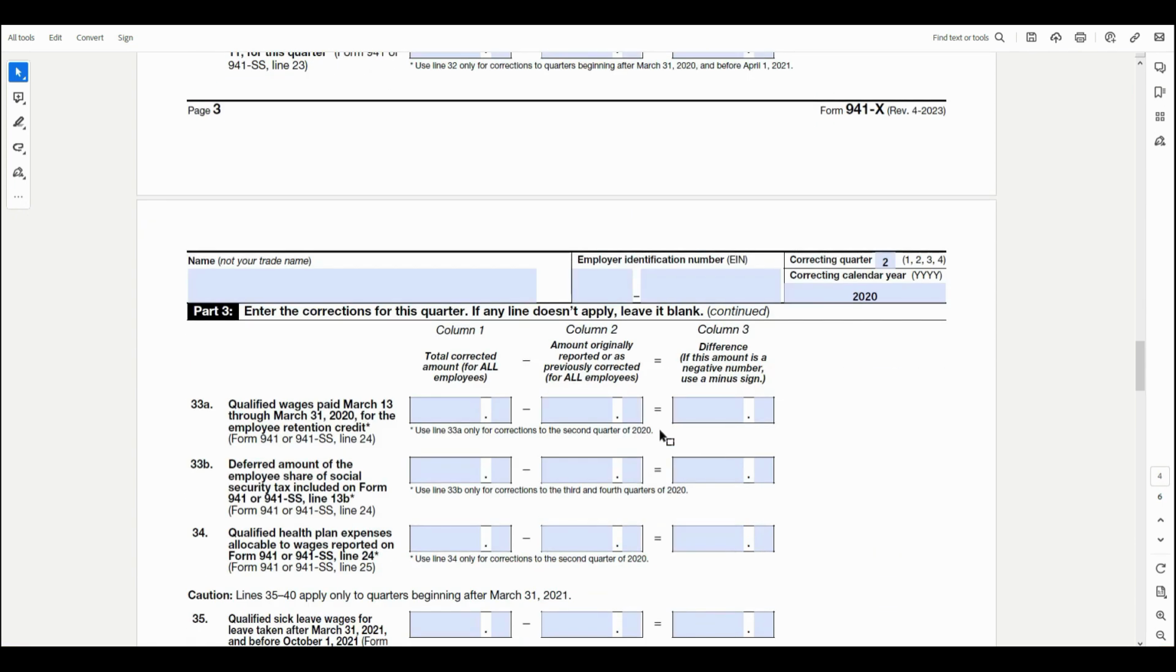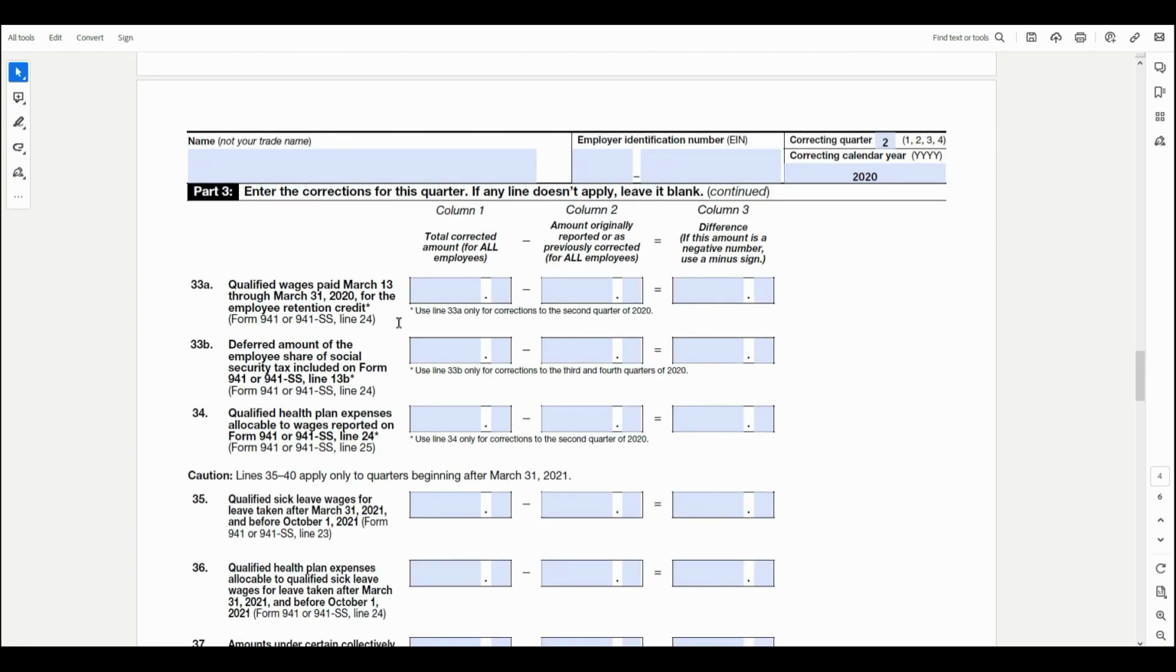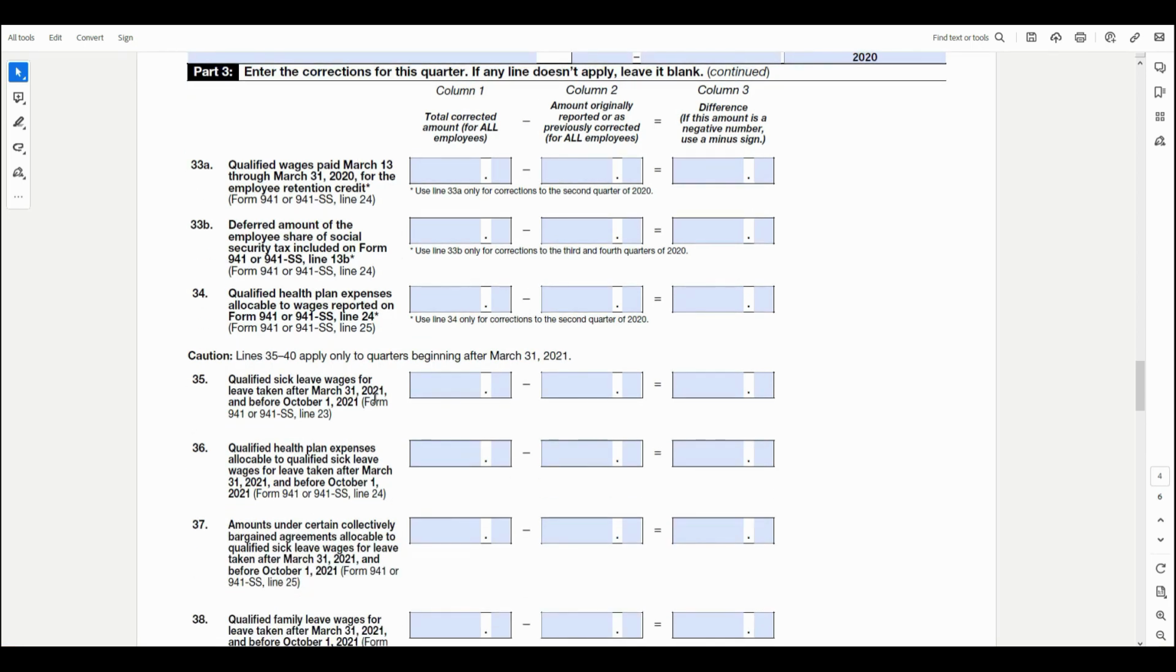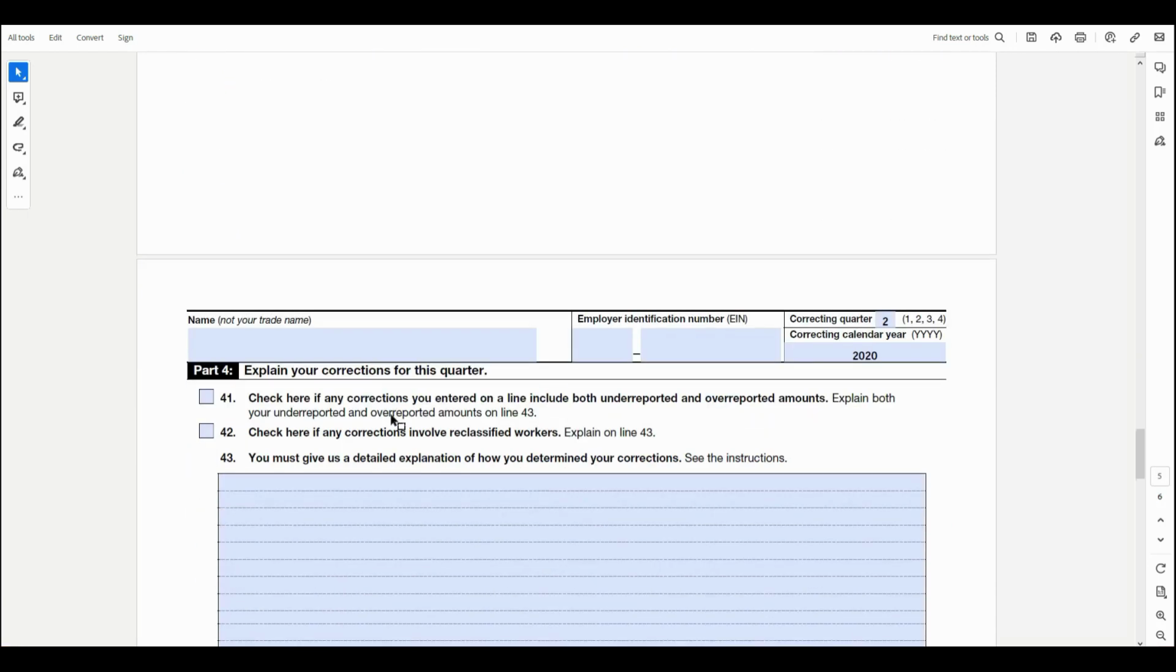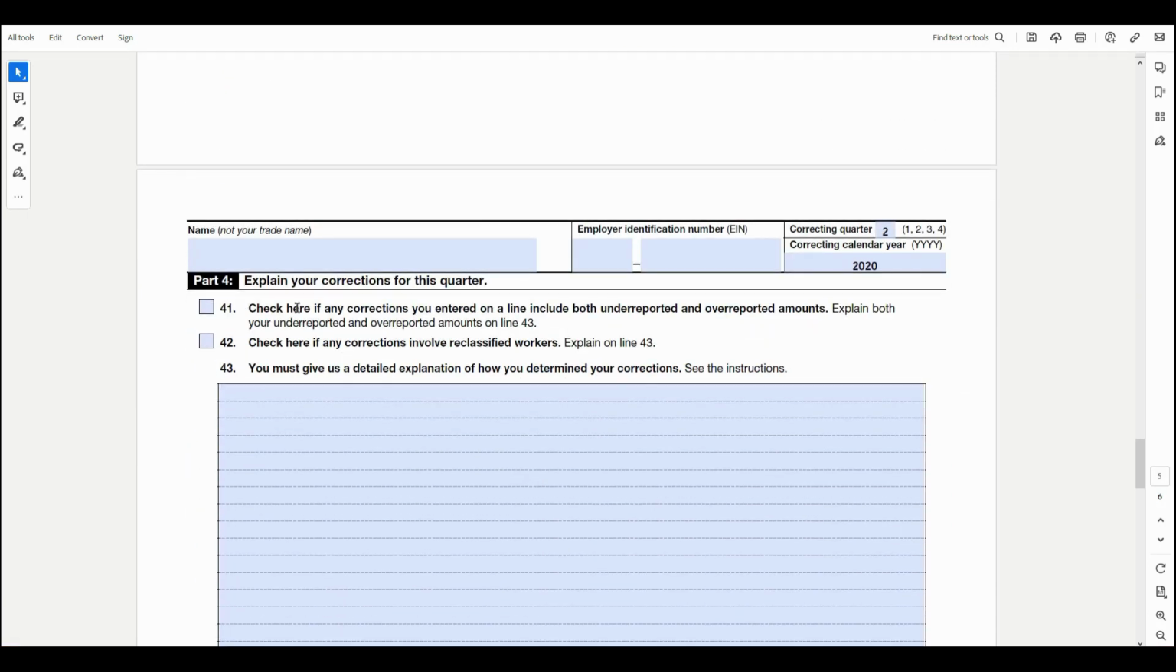And then we would skip to this because, again, in our example, it doesn't apply. We're not making any other corrections or adjustments. We're not going to check here because we don't have both, and you have to have both to check that box. And check here if any corrections involve reclassified workers. We're not doing that either, so we're going to leave that blank.